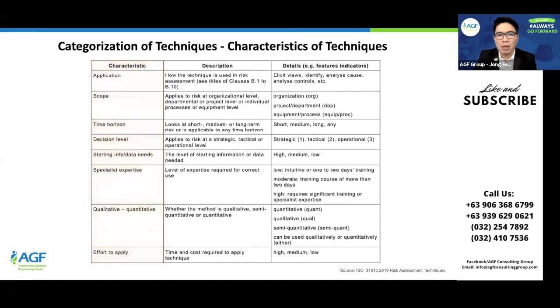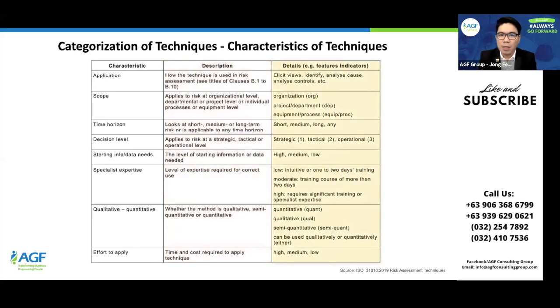Now, if you look at the description of these different elements under the characteristics, when we say application, it's how the technique is used in risk assessment. If you recall earlier, the different processes involved in risk management are: step 1, identify risk; step 2, assess risk; step 3, come up with the RTP or risk treatment plan; and step 4, review the effectiveness of the RTPs. Now, we need to understand where we are going to apply these techniques in those 4 steps in the risk management process. And then, of course, the last column there looks at the details, or the feature indicators.